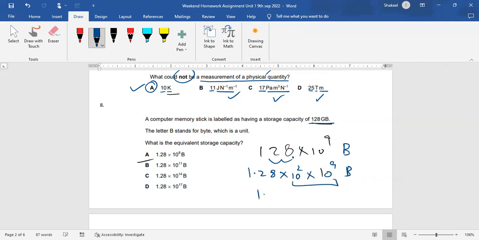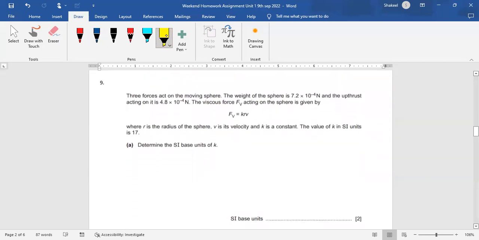So then you add them. So it is 1.28 into 10 power 11 bytes. So B is your correct option. Moving on to the next one.